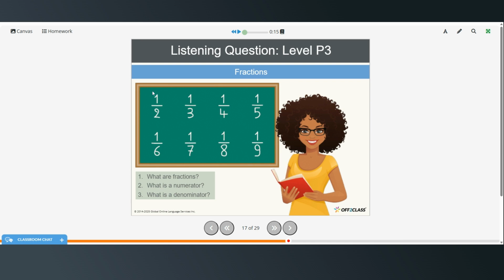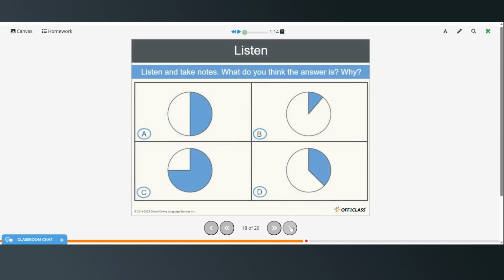What is a numerator? The numerator is the top number in the fraction, and the denominator is the bottom number in each fraction. All right, so you want to listen and take some notes, and then you'll look at these pictures to see which one would be the answer once you hear the question. Take a moment now to look at the answer choices. Now listen and answer the question.